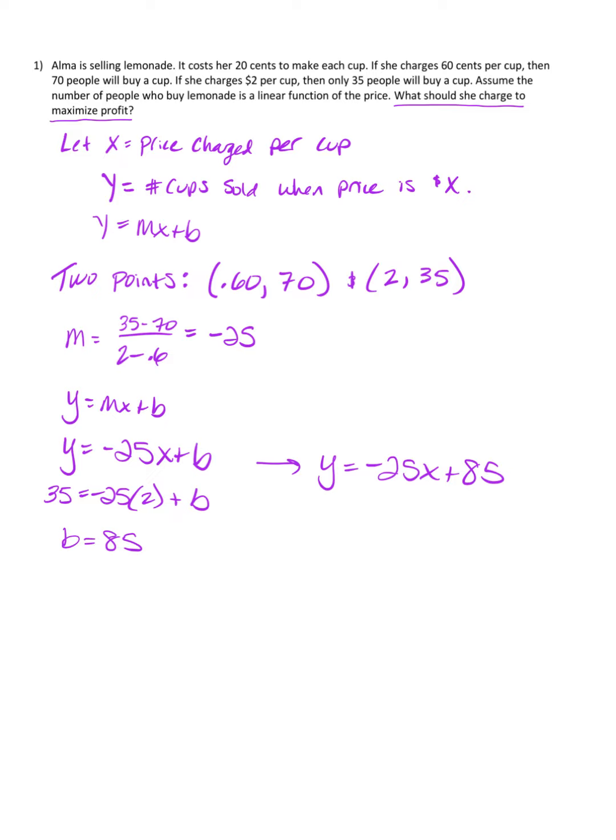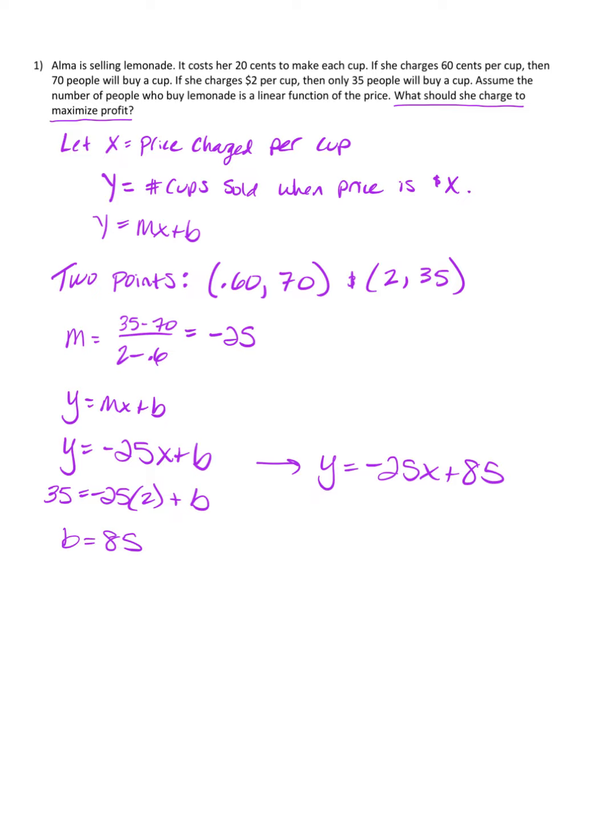Okay, before we continue, let's remind ourselves what the variables are. X is the price that Alma sets her lemonade at, the price that she's going to sell the lemonade for. And Y is the number of people who will buy a cup. It depends on the price. X is price per cup. Y is number of cups sold.